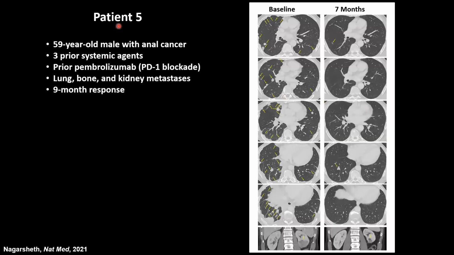This is patient 5, a 59-year-old male with anal cancer who had had 3 prior systemic agents, and one of them was pembrolizumab, a PD-1 blocking drug. He had numerous tumors throughout his chest. These are all shown here with the yellow arrows, and some of this disease was quite bulky, like this disease here above his diaphragm on the right, and this large kidney tumor. All but 2 of these lung tumors completely went away. You can see the 2 small residual tumors here, and he ended up having a 9-month response. This kidney tumor shrank as well.